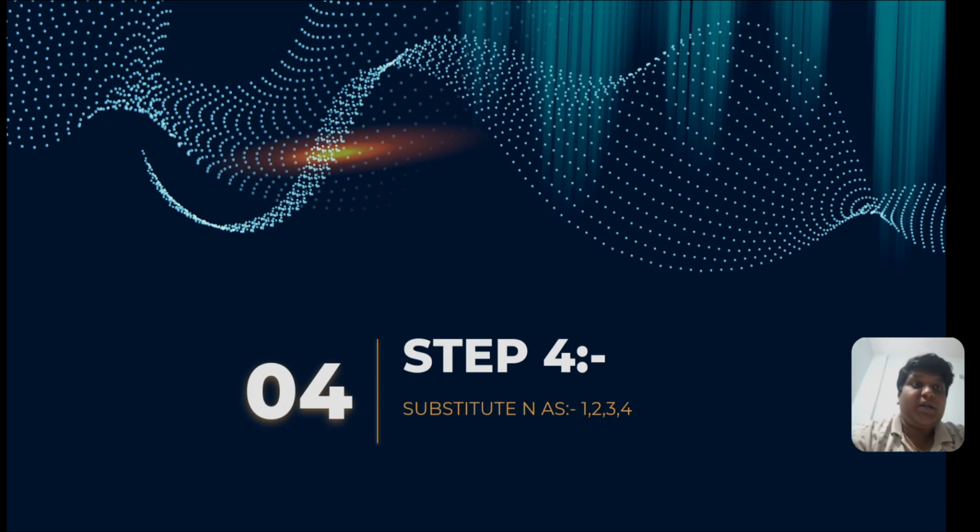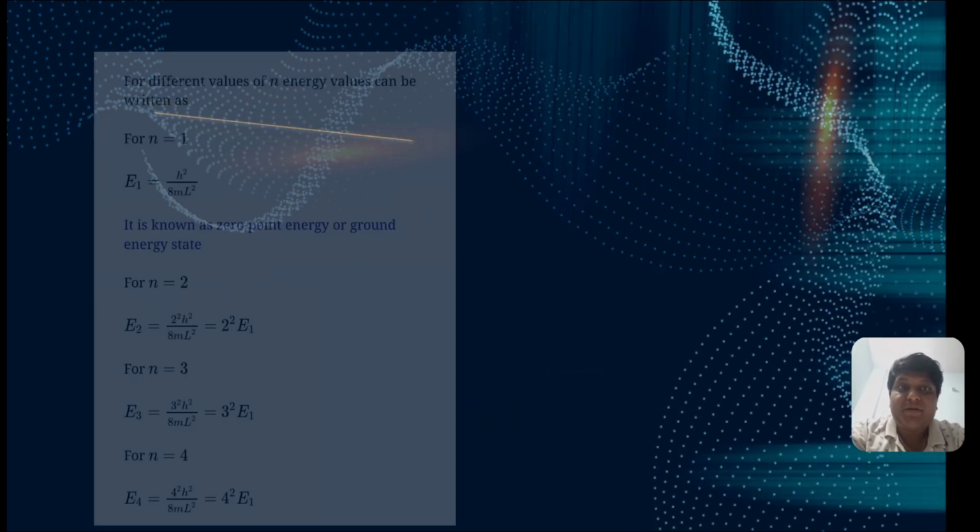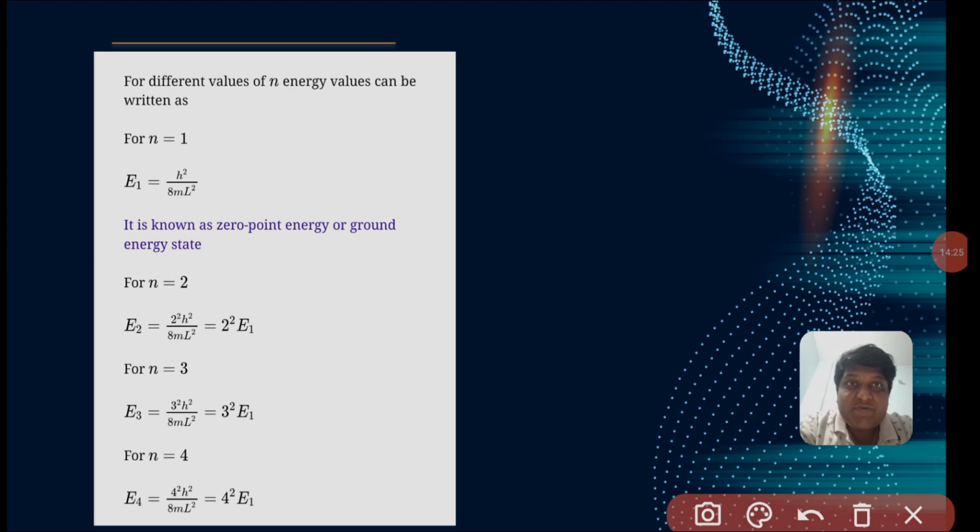Step 4. Now, after doing all these steps, substitute n values as 1, 2, 3 and 4 in the given or derived equation above. For different values of n, energy values can be written. For n is equal to 1, n² is equal to 1. So we get the equation E1 is equal to h²/8mL². It is known as the zero point energy or ground state energy.